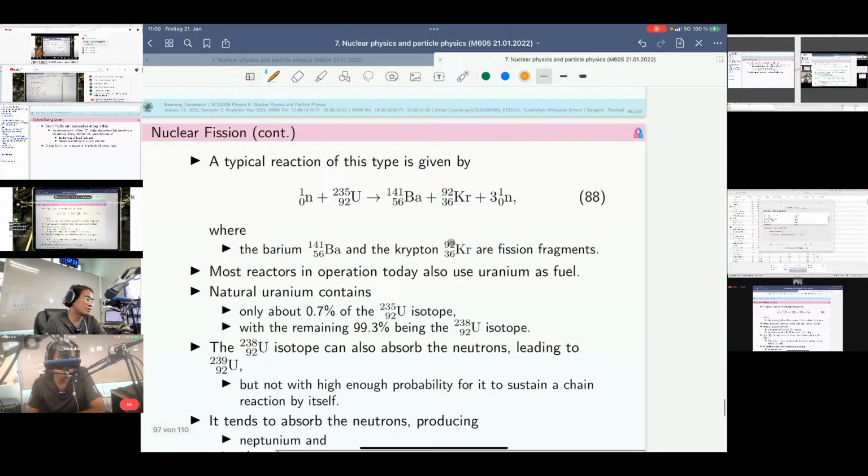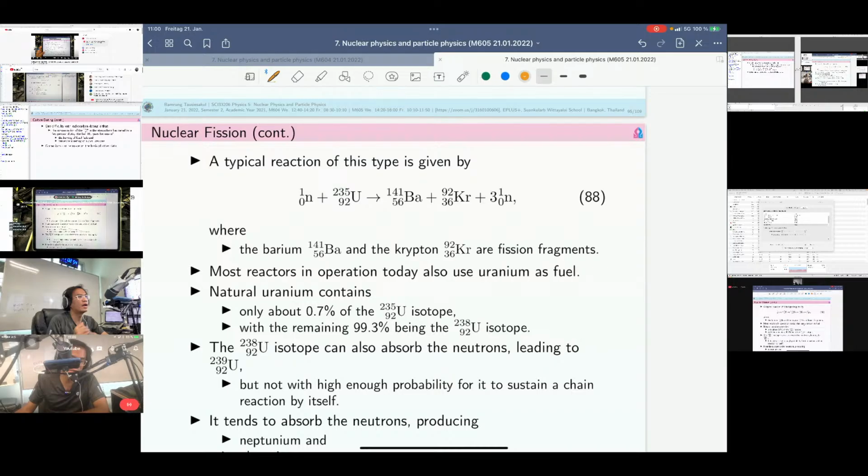Now we are talking about the reactor, right? The reaction process from the previous section, and most reactors in operation today also use uranium as fuel. The most popular fuel is uranium, but uranium in nature contains several isotopes. Once the Earth was formed, we already had uranium on Earth, and we could not do anything about it.